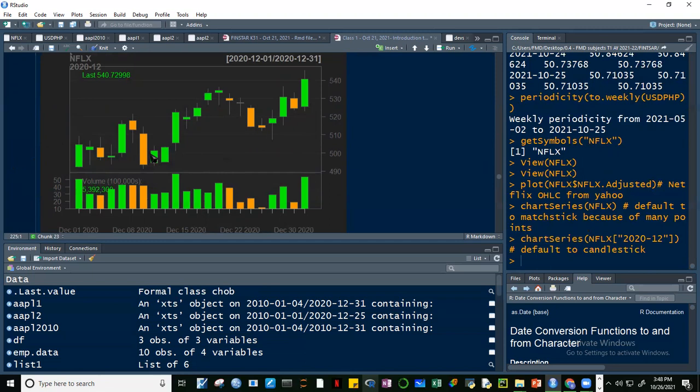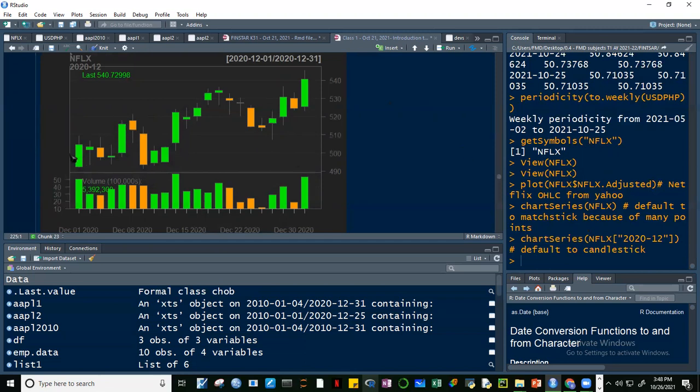The orange one tells us that the opening price was higher than the closing price. It means that the price ended lower. The green one means that the price ended higher. Okay, what are these wicks, guys? What are these? So for example, this one.